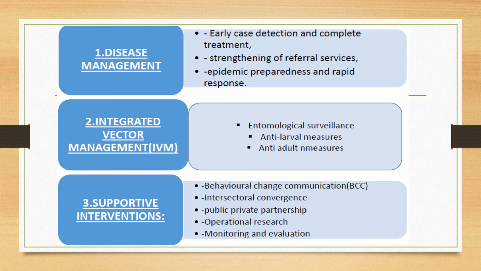Then vector control, entomological surveillance, that is surveillance of vector species for insecticide resistance. Then anti-larval measures, which is predominantly in urban areas, anti-adult measures in the form of indoor residual sprays, predominantly in rural areas, supportive interventions in the form of behavior change communication, intersectoral convergence, public-private partnership, operational research, monitoring and evaluation.